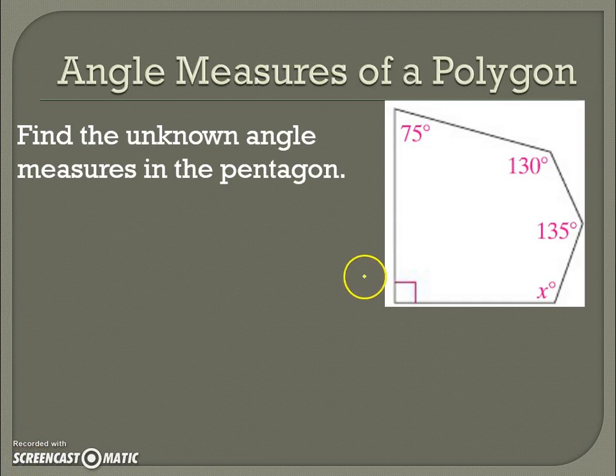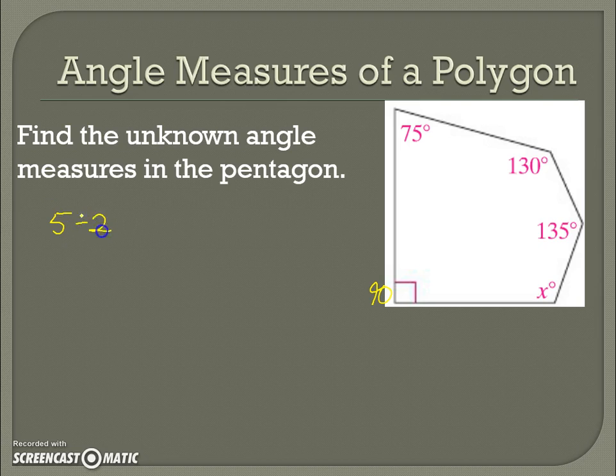Let's keep moving. All right, angle measures of a polygon. So let's find the unknown angle measures in the pentagon. So I know this, this, and this one. This is 90 degrees. Remember, that's what that little box means. So I have to find this. Well, in order to find this, I need to know the sum of all the angles. So then I use that formula that we just talked about.